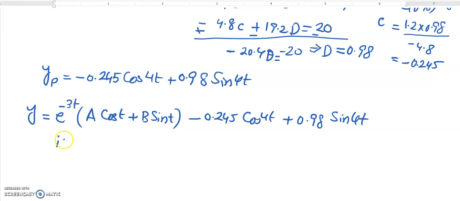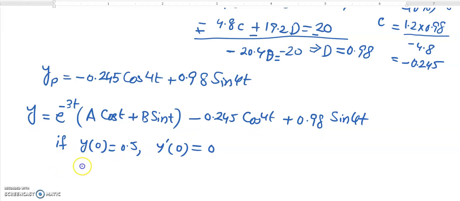So if the initial value conditions given are y(0) = 0.5 and y'(0) = 0, then we can determine these coefficients a and b as well. So maybe we can do it here. So let's put this one.